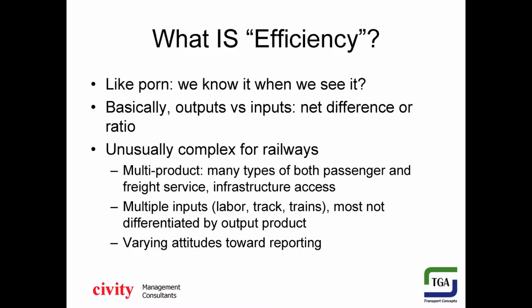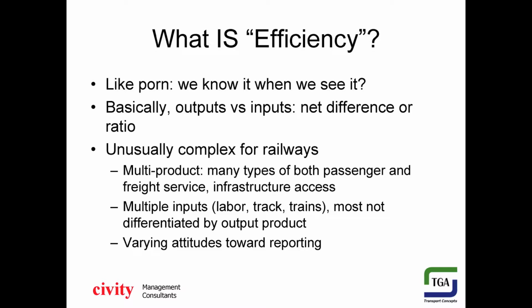It is unusually complex to do this for railways because railways don't produce one product. They produce a lot of products, all at the same time. Passenger services have a lot of subproducts. Freight services have a lot of subproducts by commodity, unit train, block train. You name it. There are many, many products, and today there are many railways who produce infrastructure access as well. So on the output side, it is very complex.